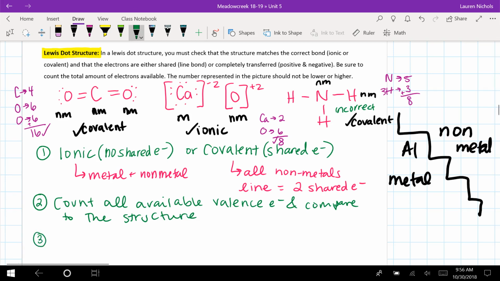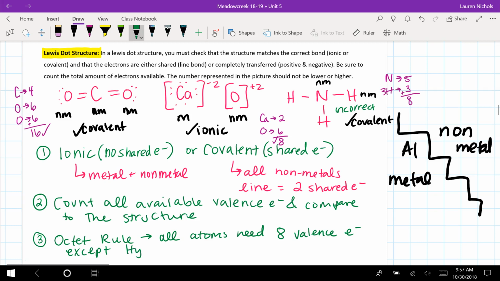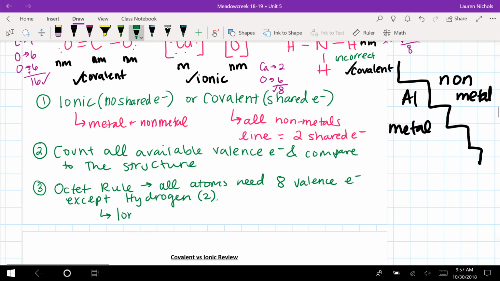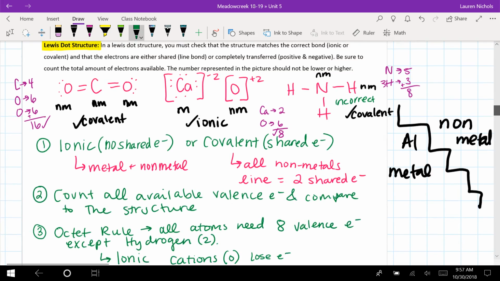The third thing you want to check is the octet rule. With the octet rule, it says that all atoms need 8 valence electrons, except for hydrogen, which only needs 2. Now, this rule also looks a little bit different when you're looking at ionic compounds. For ionic compounds, the cations should have 0 valence electrons, and your anions should have all 8, because your cations should have lost electrons, whereas the anions should have gained a few extra. So you'll have to double check that with your ionic compounds.